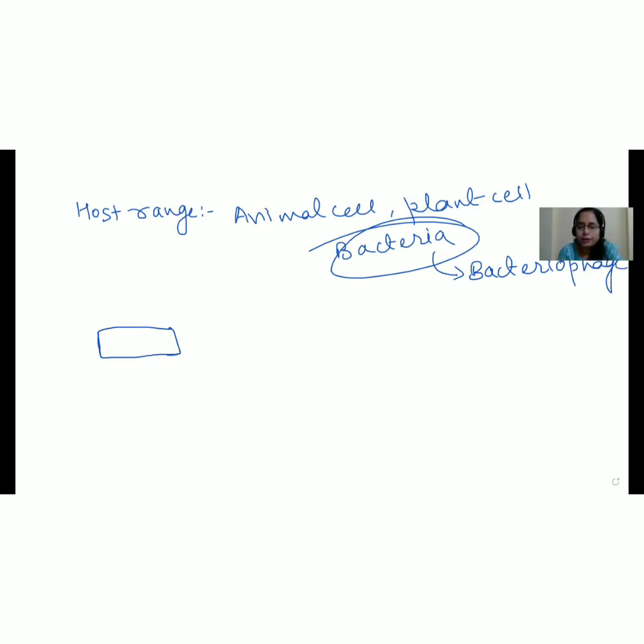Okay. And the rest is very simple. Viruses that infect animal cells are called animal viruses, and those that infect plant cells are called plant viruses. So let's talk about the bacteriophage now, because it is very simple to understand. Okay. So here I am explaining the life cycle of this virus.